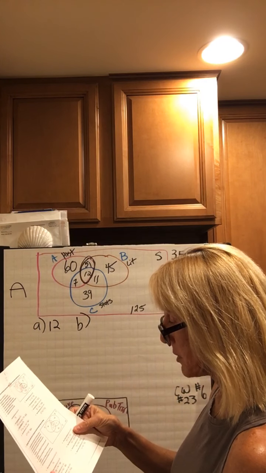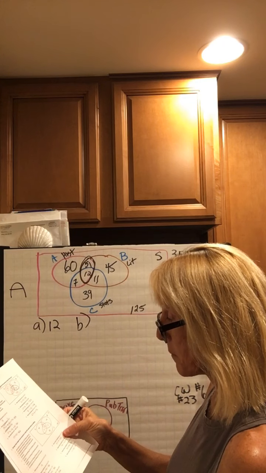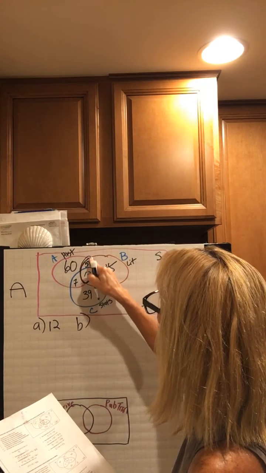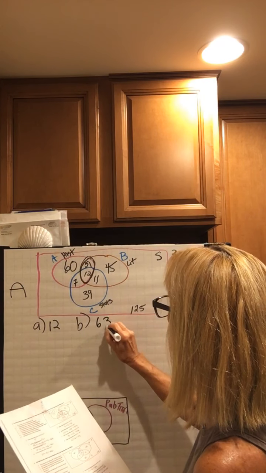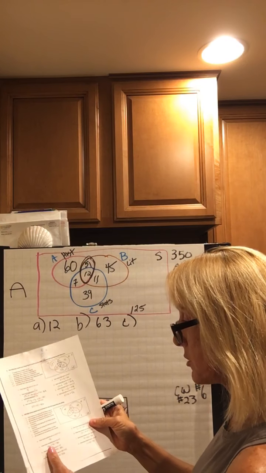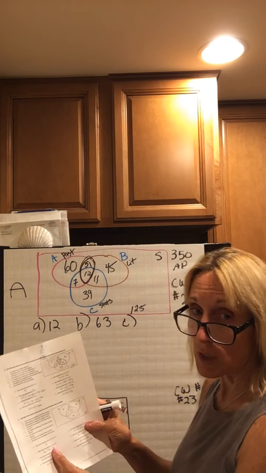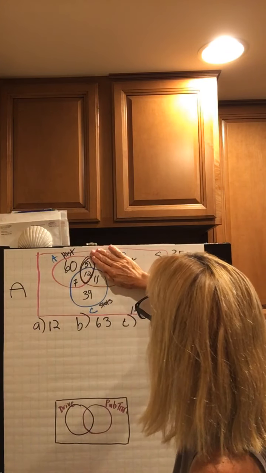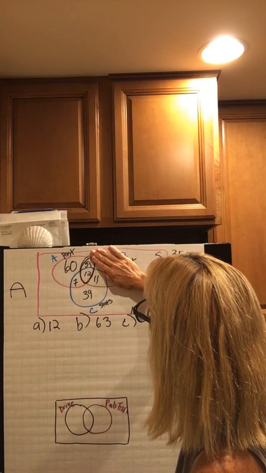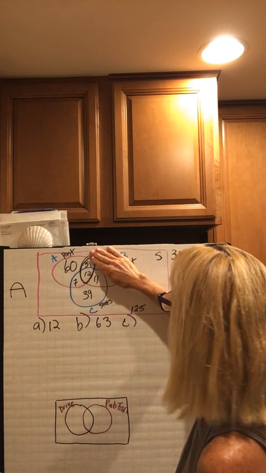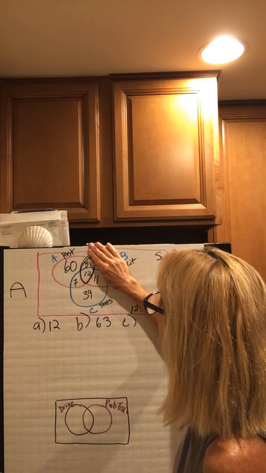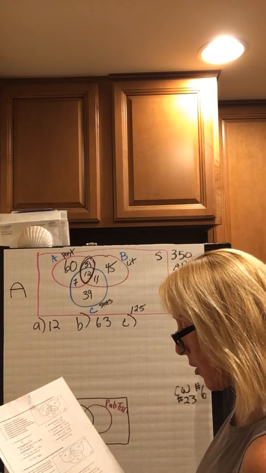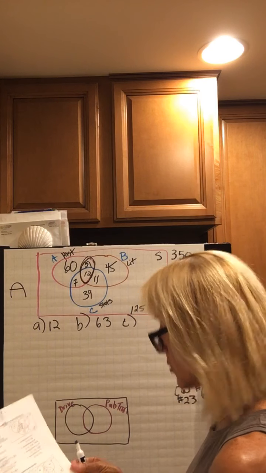Then you go to B. B says, how many students are in A and B only? So A and B only would be these two right here. That's 51 and 12, which would be 63. Then C says, how many students are in A union C? A union C would be all of this except right there. It's everything but the blue and of course the 125 out here. You would just add up all those numbers, including the 51. And when you add up all those numbers, you get 180.